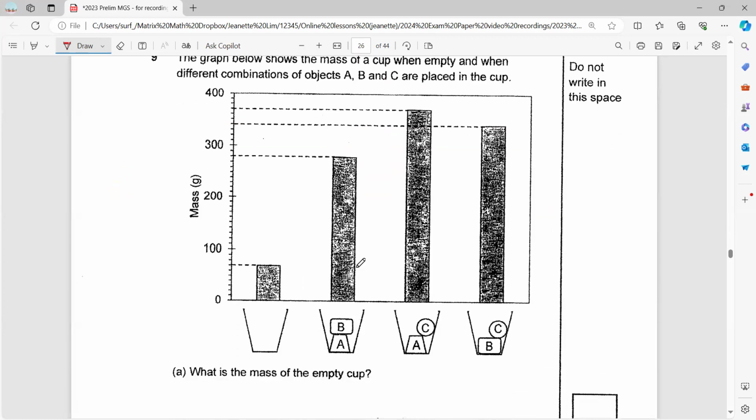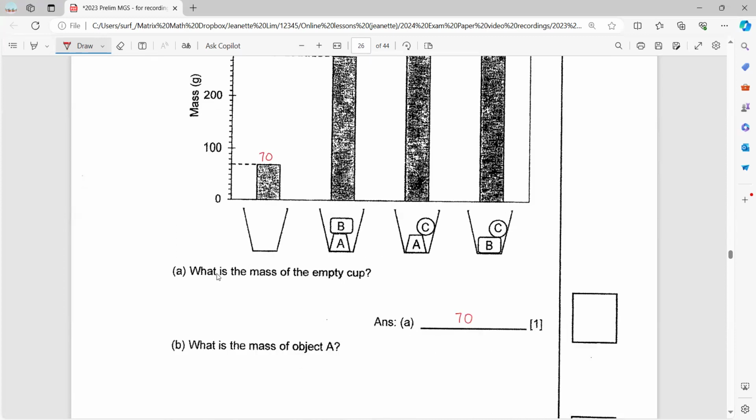Question 9, the graph below shows the mass of a cup when empty and when different combinations of objects A, B, and C are placed in a cup. So what is the mass of the empty cup? The mass of the empty cup can be read from the bar graph here. There are 10 intervals, so every interval is 10 grams. So this over here is 80 grams. Sorry, 70 grams. Empty cup, 70 grams.